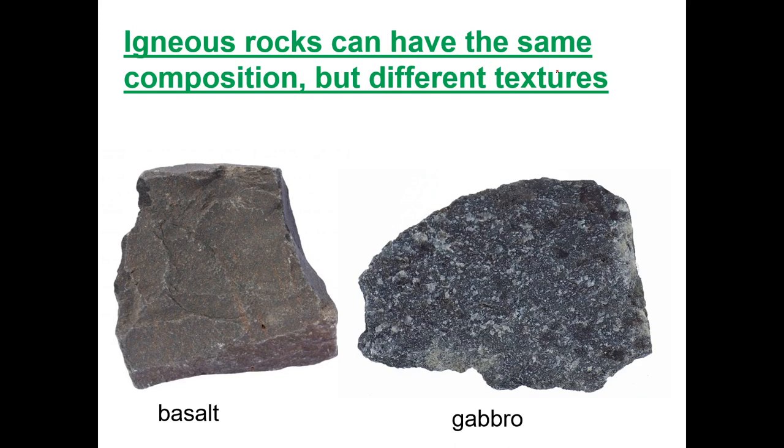So igneous rocks can have the same composition but different textures. A good example of this is basalt and gabbro. Basalt and gabbro are identical in terms of chemical composition.